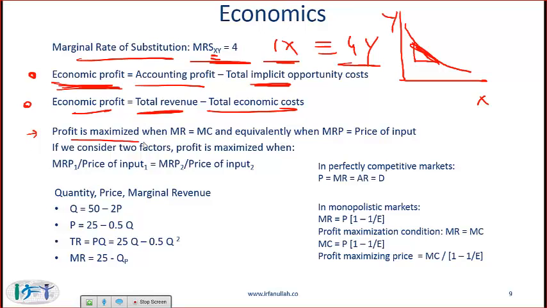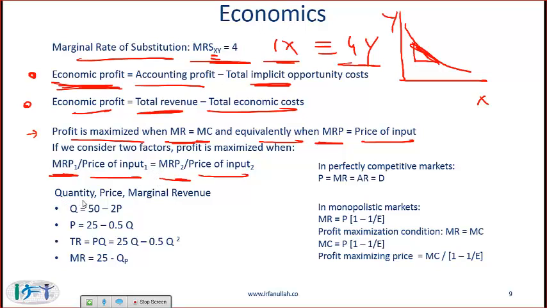Extremely important to recognize that profit is maximized when marginal revenue is equal to marginal cost. And another way of stating this is that the marginal revenue product is equal to the price of input. If you have multiple factors, then profit is maximized when the marginal revenue product from input 1 divided by the price of input 1 is equal to marginal revenue product of input 2 divided by the price of input 2. And the classic example that comes in is multiple types of labor, where one input is unskilled labor, another input is skilled labor. Then profit maximization happens when these ratios are equal.